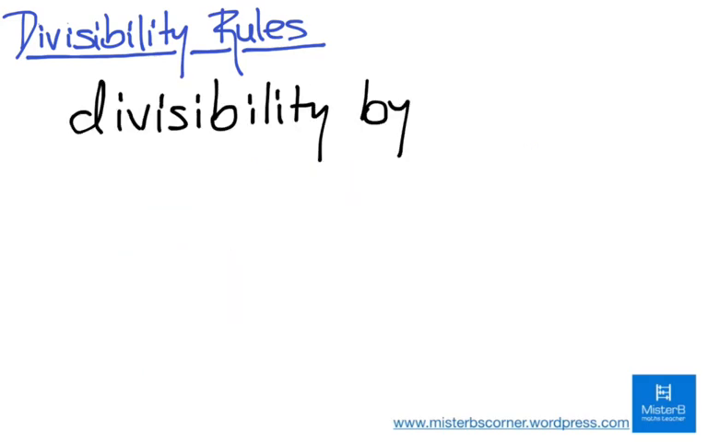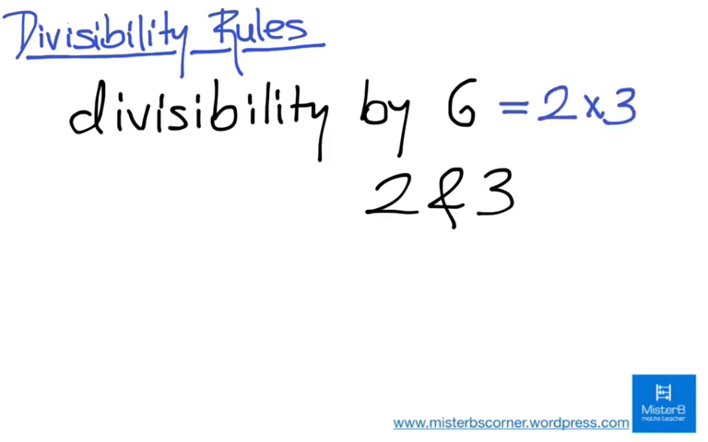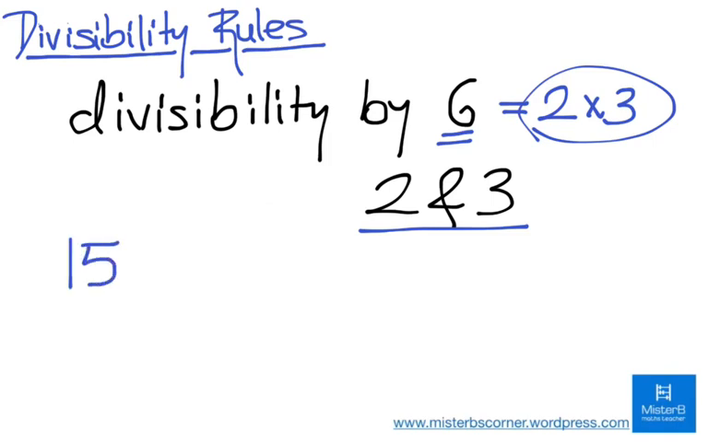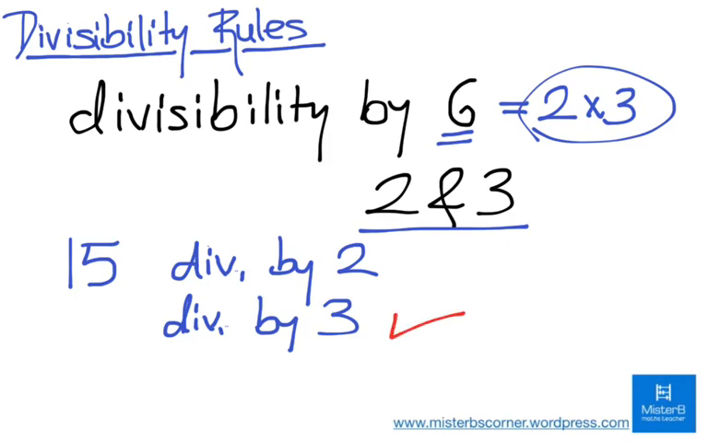You can combine these rules to end up with other divisibility rules. For example, divisibility by 6 is a combination of divisibility by 2 and 3. Why is that so? Because 6 is 2 times 3. So, if you check whether a number is divisible by 2 and by 3, then it is divisible by 6. Now, if you consider 15, okay, 15 is divisible by 3 because 1 plus 5 is 6 and 6 is a multiple of 3, whereas it is not divisible by 2 because it's an odd number.